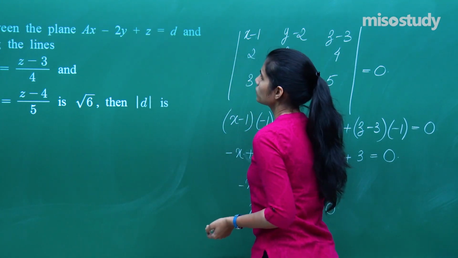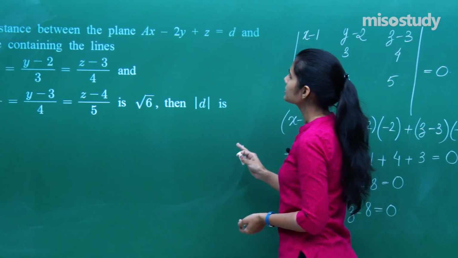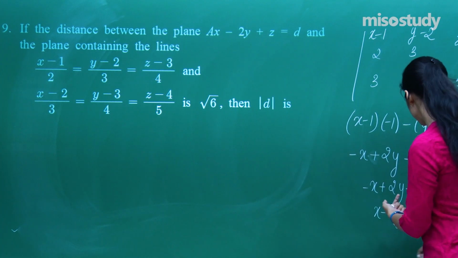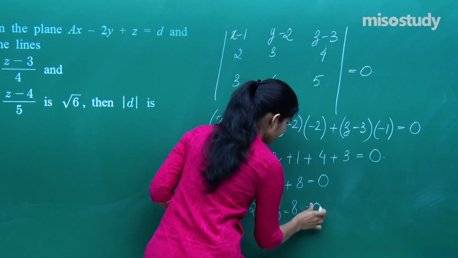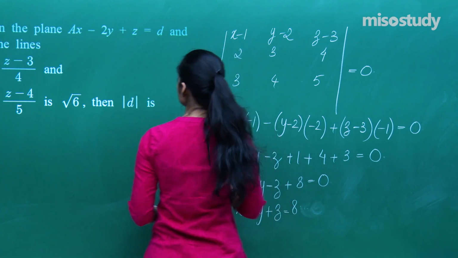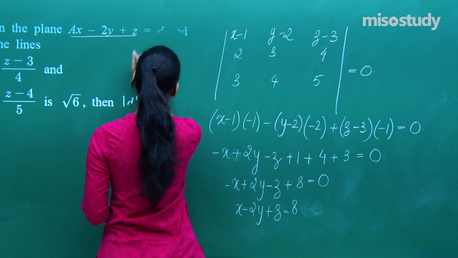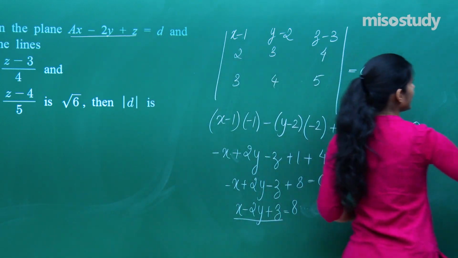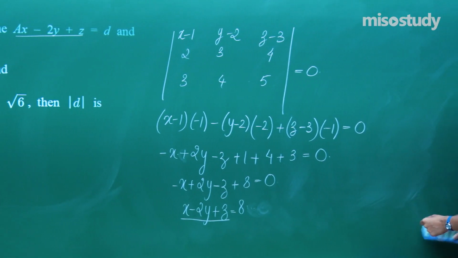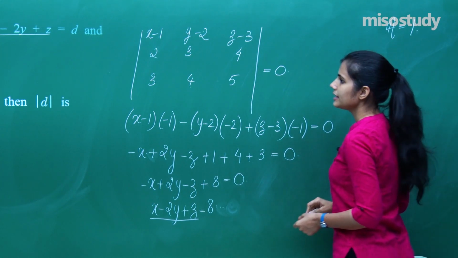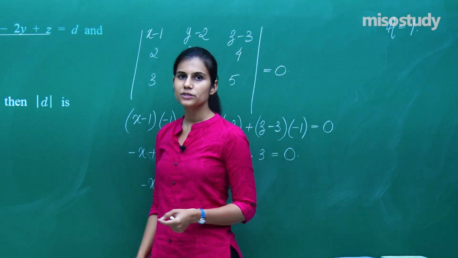So it is given that one plane is Ax − 2y + z = d, the other is x − 2y + z = 8. I can keep this as equals 8. Because these two planes are parallel, just compare the equations: Ax − 2y + z and x − 2y + z. So what is the value of A? A is going to come out to be equal to 1. A is 1, and now you are saying that the distance between them is √6.